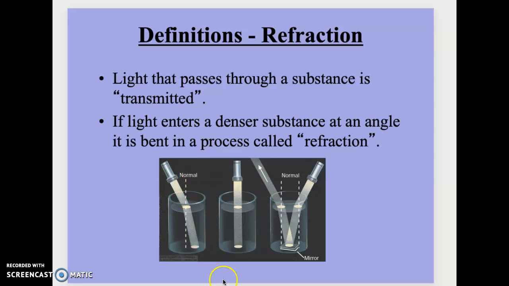If there's an angle, it changes. If it's directly on, there's no angle to change. It will just continue to pass through, and the angles are maintained. So if you hit a mirror and bounce out, it will be the mirror of this angle.